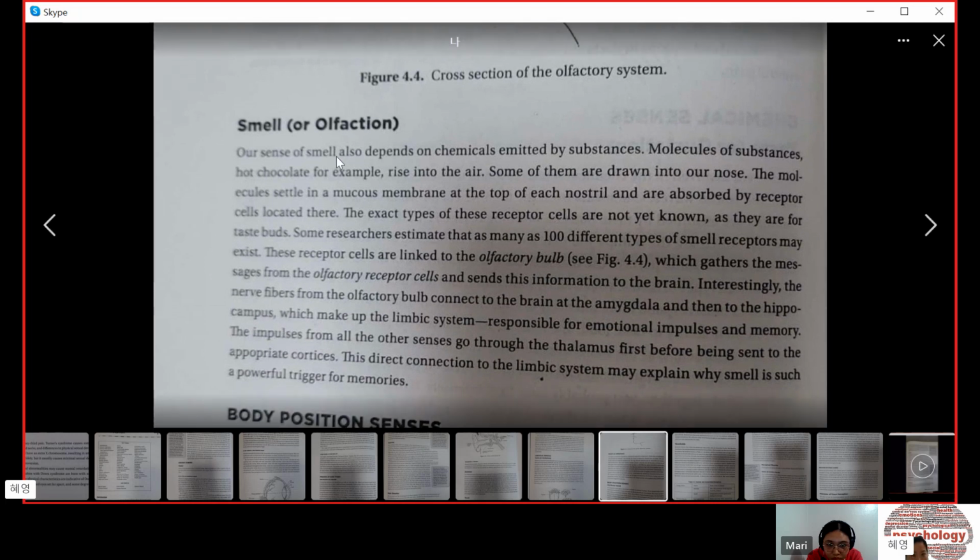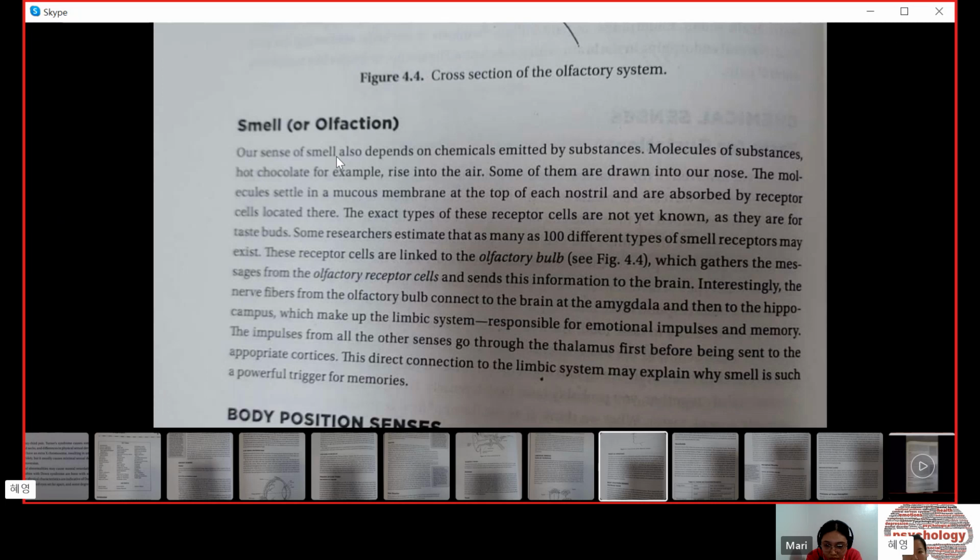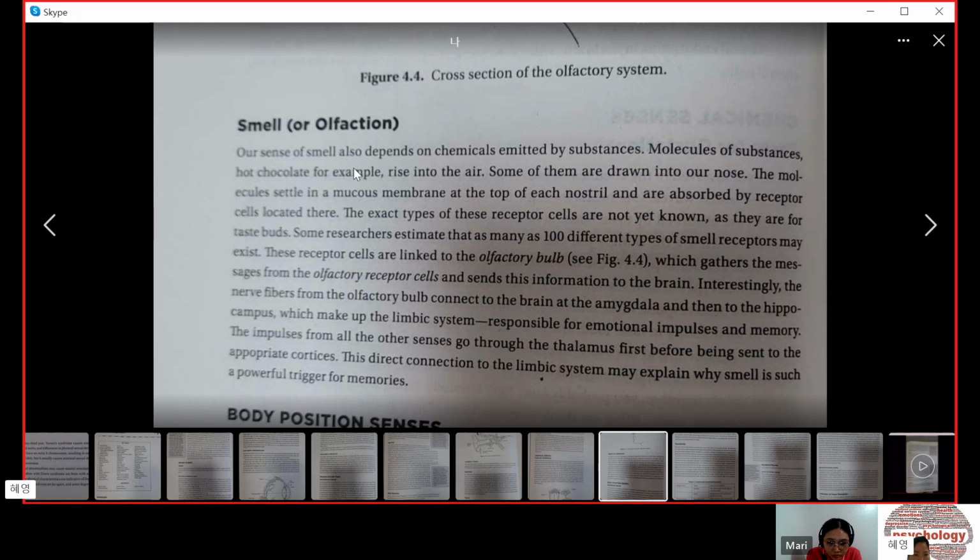Our sense of smell also depends on chemicals emitted by substances. Molecules of substances like hot chocolate, for example, rise into the air. Some of them are drawn into our nose. The molecules settle in a mucous membrane at the top of each nostril and are absorbed by receptor cells located there.